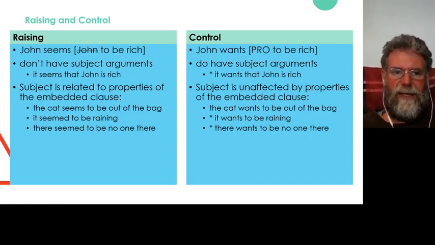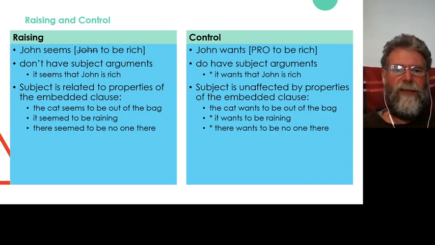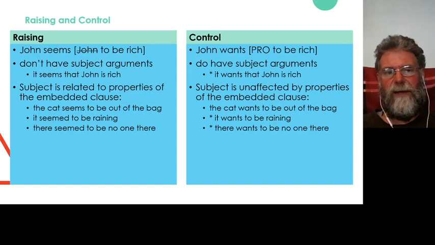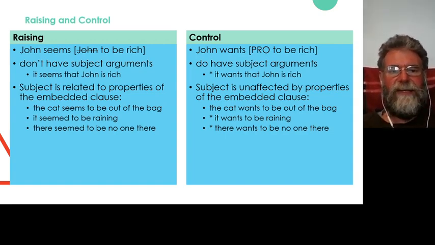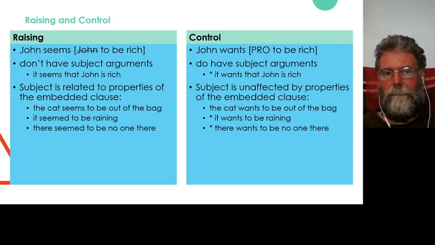The same can be seen in the next example. There seemed to be no one there. There is not the kind of subject that seem normally takes at all. You can't take a pleonastic there when it has a finite clause. We can't say there seems John likes Mary. It has to be it there. This there, however, is there precisely because it's licensed by the lower clause. There is no one there.